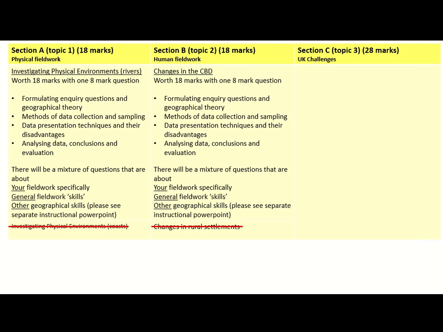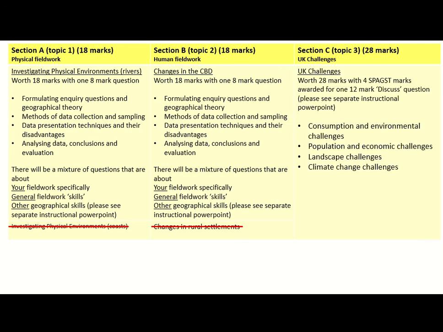Now, the last section comes away from fieldwork and looks at, again, sort of taught geography sections. And this is worth quite a big chunk of the marks for this paper, 28 of them to be exact. So those 28 marks include 4 for spelling, punctuation, grammar and specialist terms. And those marks will be added to one 12-mark discuss question.